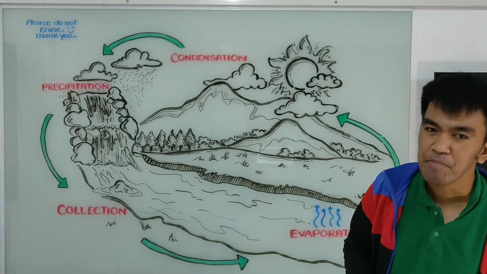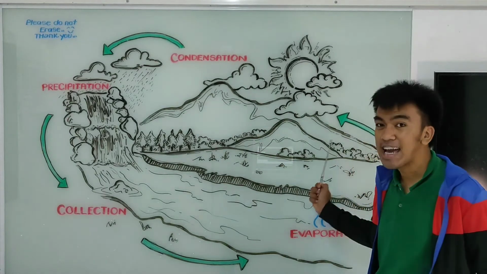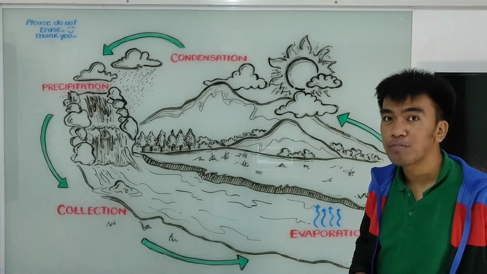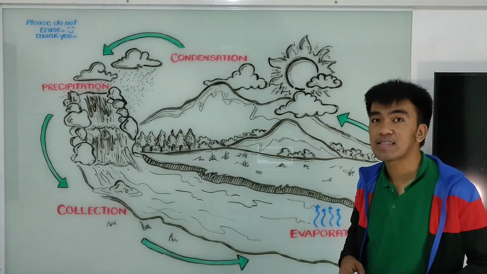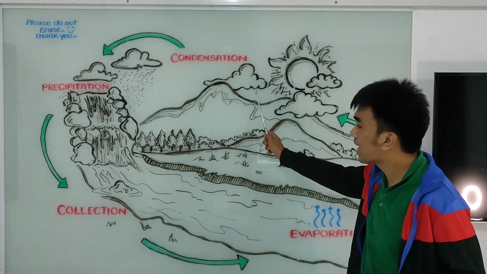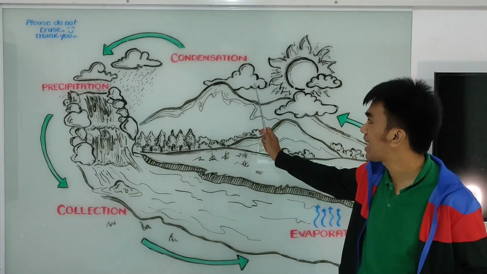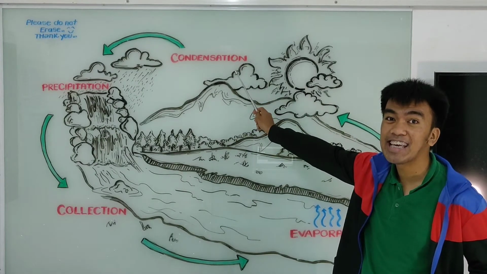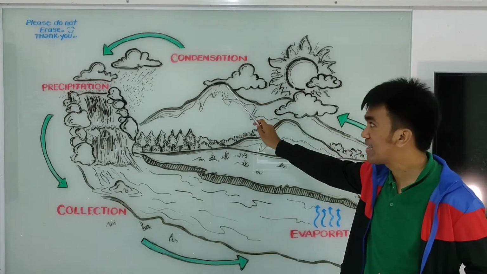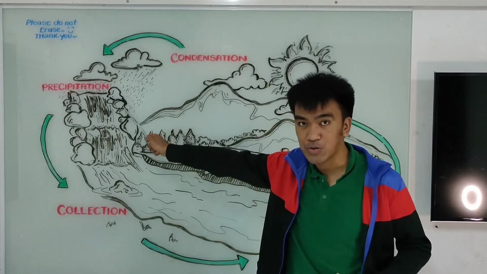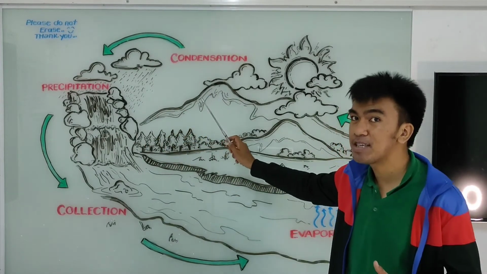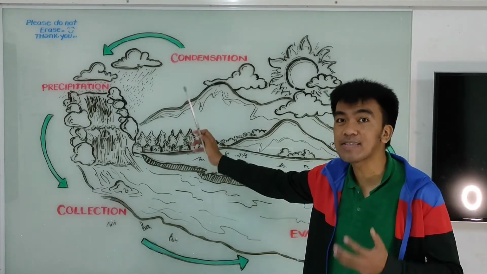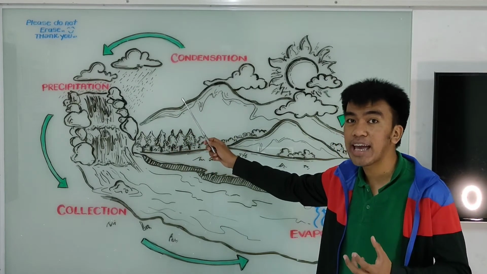Going back to the cycle, as the water vapor rises higher and higher, the cool air of the atmosphere causes the water vapor to turn back into liquid again, creating clouds. The process is called condensation.